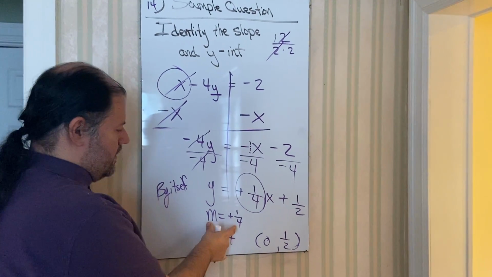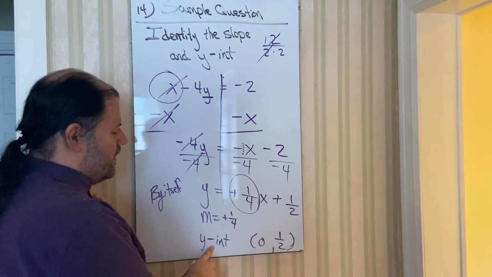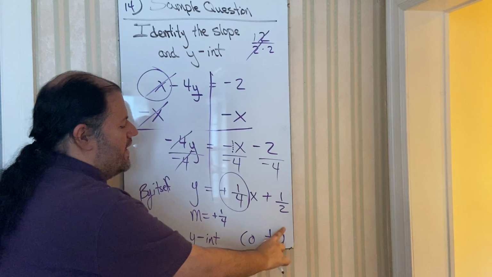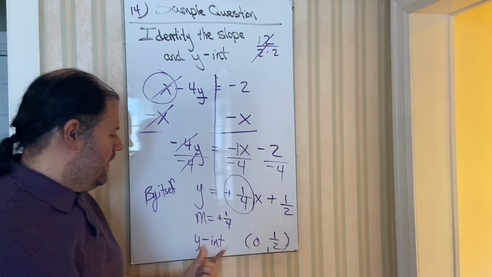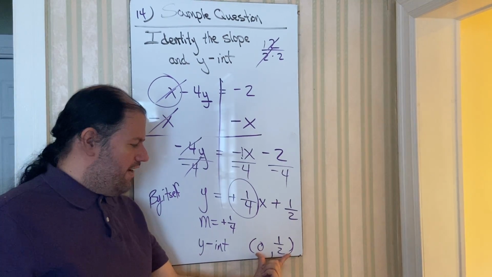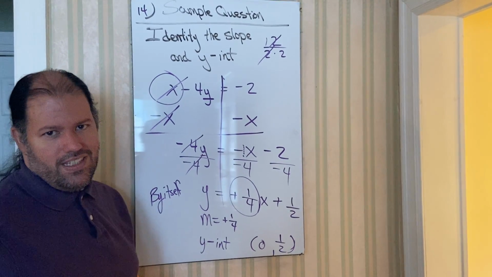positive. So your slope, m equals 1/4. Your y-intercept, you must write it as parentheses 0, comma, 1 half, close parentheses. Y-intercepts are ordered pairs, so you have to have it in this format. Slope is just a number, in this case 1/4.